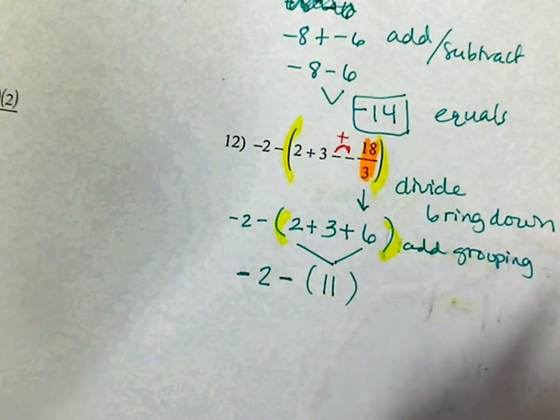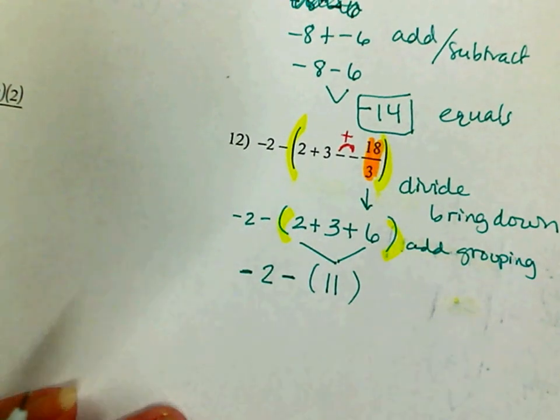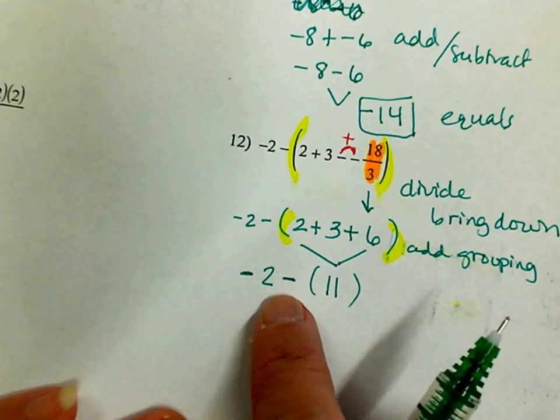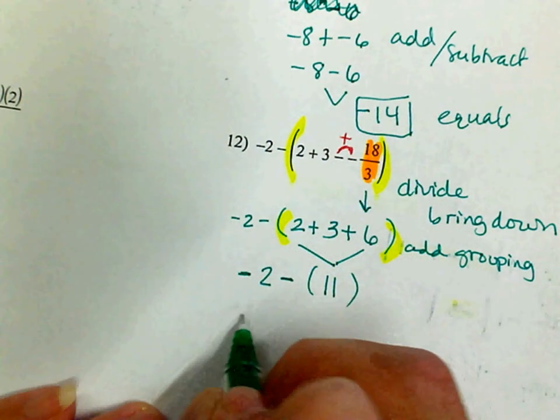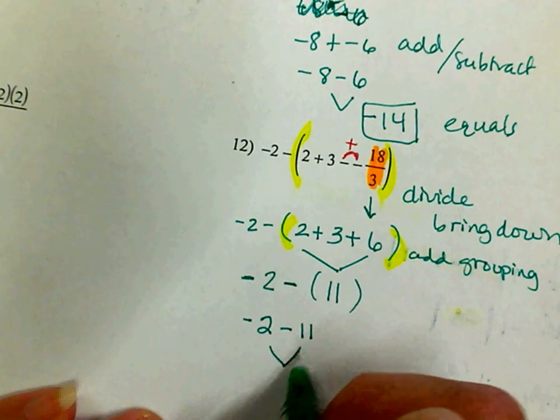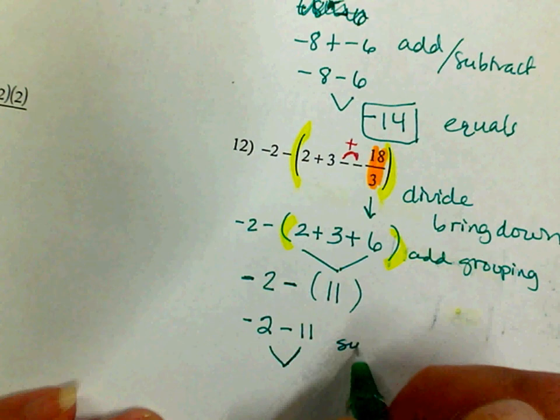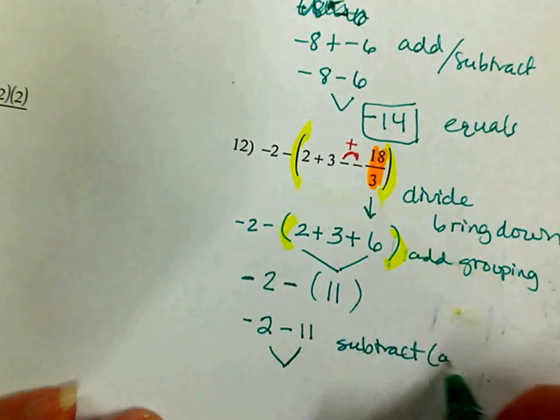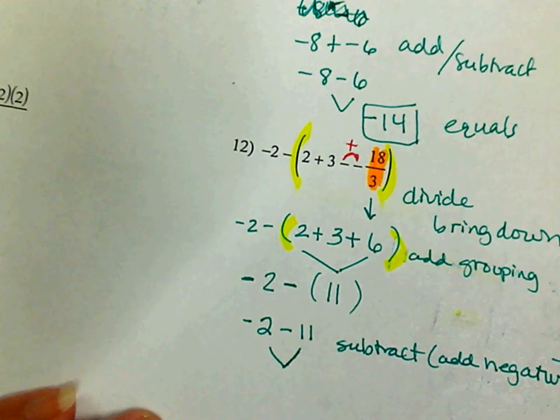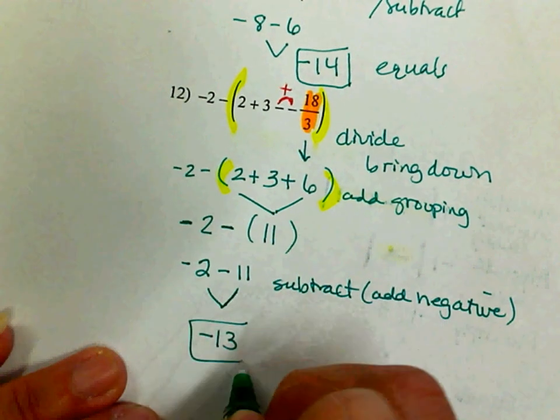Do I multiply? You got parentheses? I got parentheses, but do I have something in front of it? Yes. So I don't multiply. What do I do there? Subtract. So this is the same as negative 2 minus 11, right? What is negative 2 minus 11? You can subtract or you can say add negative numbers. Nope, it's not negative 9. So, negative 13. Very good. Okay? And that's your final answer.